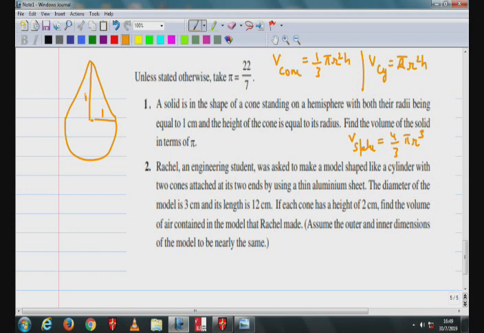Volume of the solid means volume of cone plus volume of this hemisphere. Volume of cone is 1 by 3 pi r square h. Volume of hemisphere is half of the sphere, which is 2 by 3 pi r cube. R and h both are equal to 1. So just substitute 1. When you put r and h as 1, this will become pi by 3 and this will become 2 by 3 pi. And when you add this, it will only be pi. So volume is going to be pi for the first one.